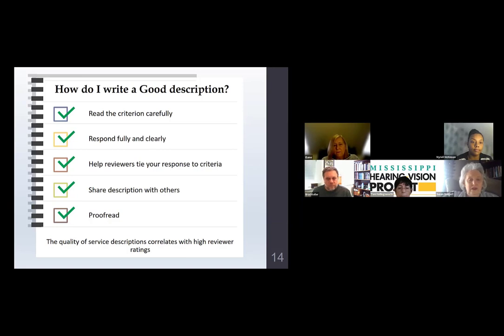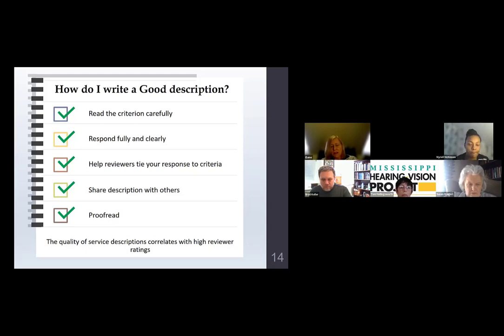So looking at the next slide, how do I write a good description? So first, of course, it requires time and effort, and we understand that and appreciate it. So these are some tips that we've developed over time. Please read the criterion carefully and respond fully and clearly. There are some two-part questions in the description guide, and it's very easy to just read the first one and respond to it. So please make sure that you're reading the full question and addressing all the component parts.